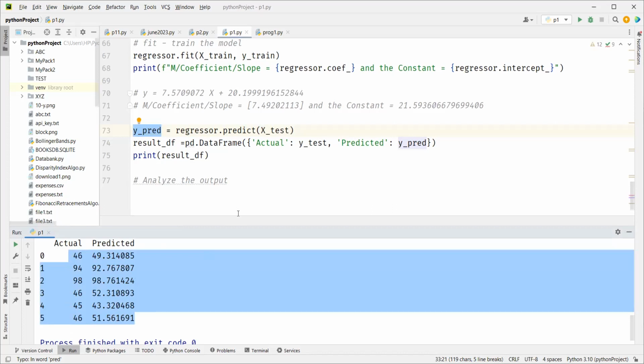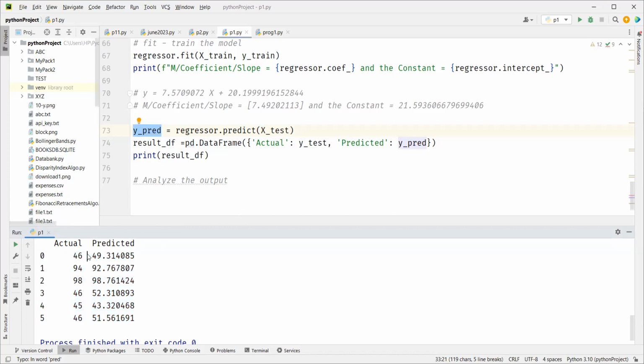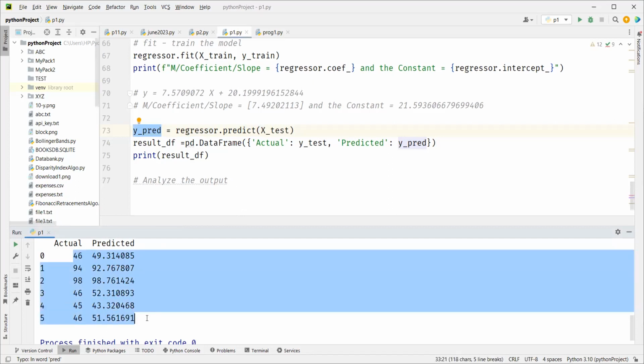Now we need to understand how well the model has performed. Again, this is very similar to the way we calculate standard deviation or variance. So manually I'll show you how we can compare these values, and then we will see the metric that we use from scikit-learn to get the same values.